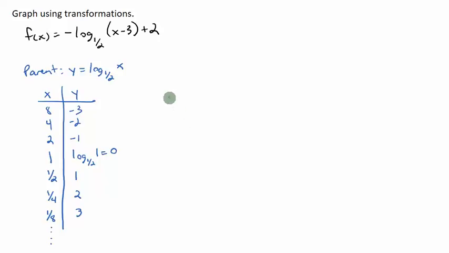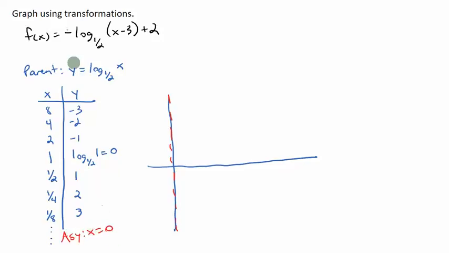If we plot these points, we already know the asymptote for any log parent function is the y-axis, which is referred to as the equation x equals 0. Now if I plot (1, 0), that's here. Then I'll plot (1/2, 1), so I go right a half and up 1.